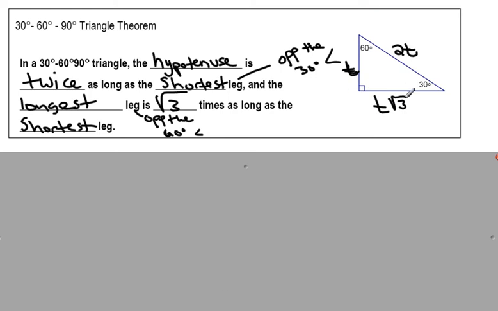So another thing that you're going to have to remember is that we use the square root of 3 this time instead of the square root of 2. And the way we remember that is that there's 3 different angle measures, so it's the square root of 3.